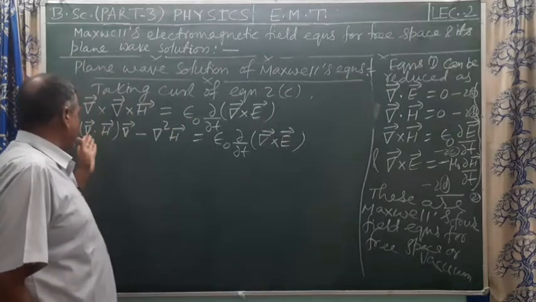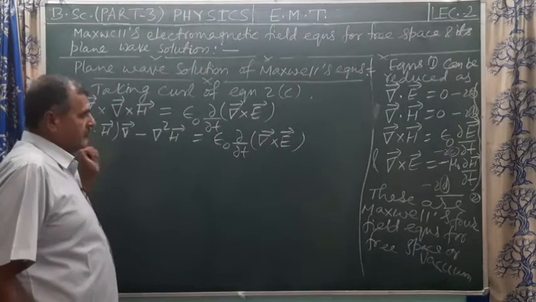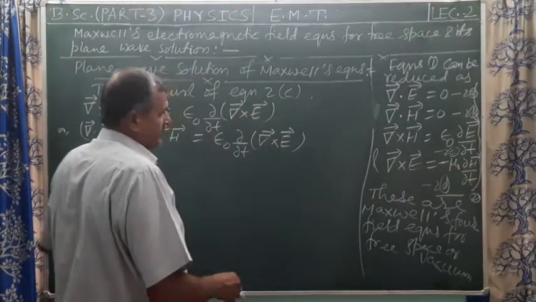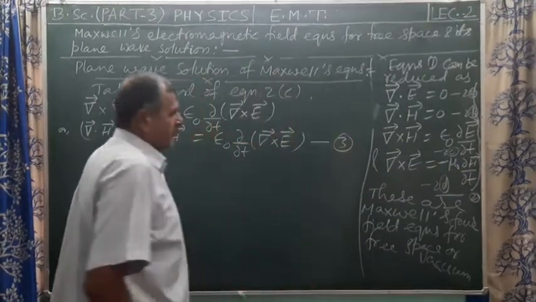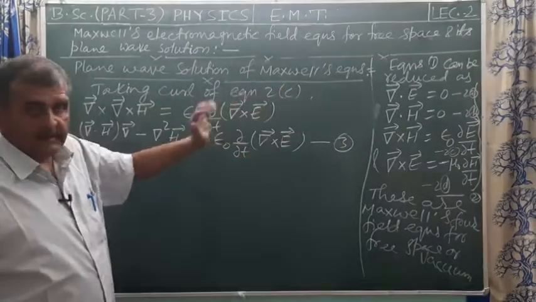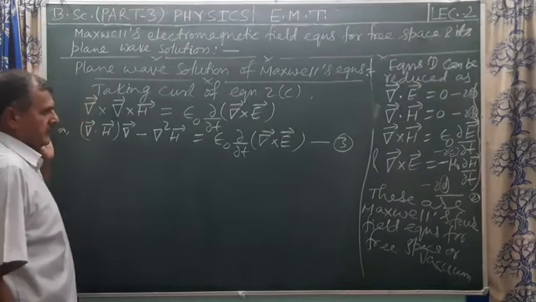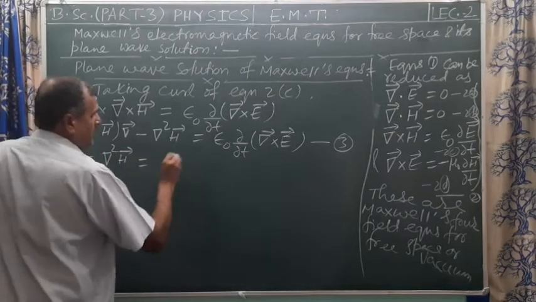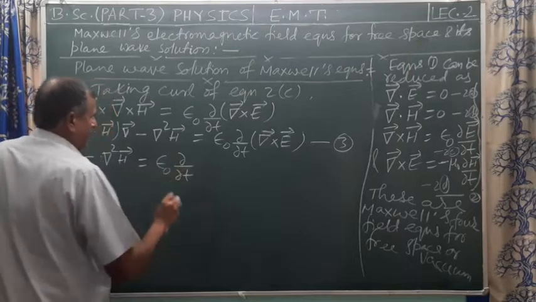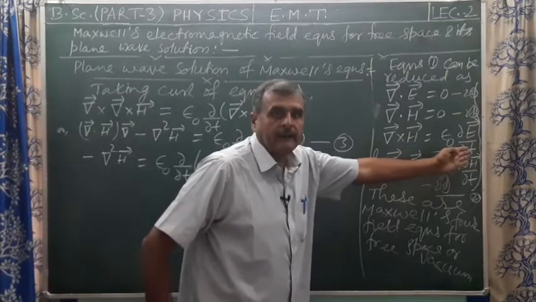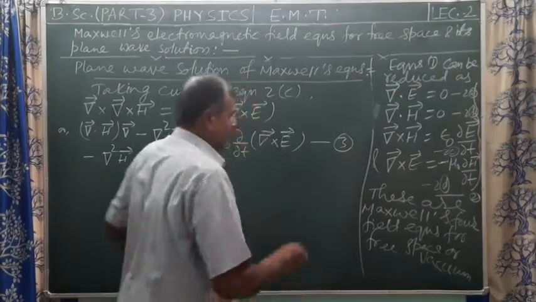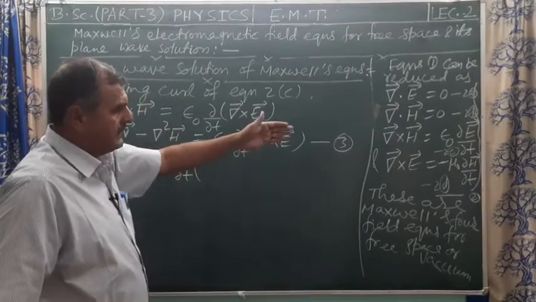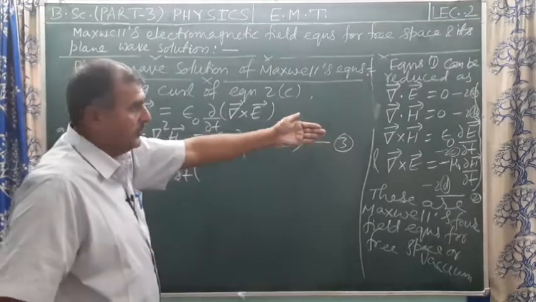So using 2B, del vector dot H vector, that is divergence H, is equal to 0, and using 2D, curl E is equal to minus mu 0 del H vector by del T. So this equation, suppose it is equation number 3. After using equation 2B and 2D, it reduces to minus del square H vector equals epsilon naught del upon del T in the RHS, and curl E is equal to minus mu naught del H vector upon del T using 2D. So in place of curl E, we can write minus mu 0 del H vector by del T.